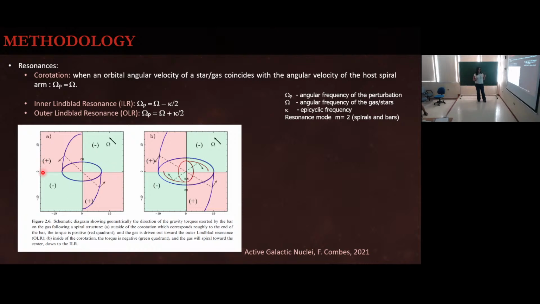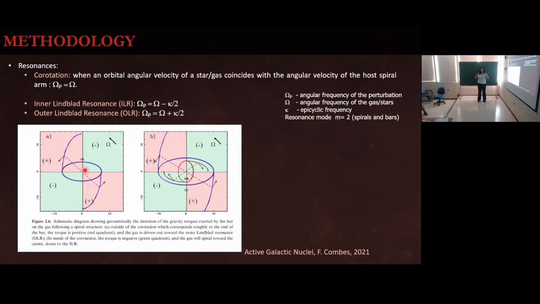We have a system with a bar, which is inside this co-rotation radius. By the way, resonances are responsible for the formation of structures in the galaxy. So inside the co-rotation, we have a bar. On the inner and outer Lindblad resonances, we will have the formation of rings. That's why we have outer rings on the galaxies that I'm going to show, and we have circumnuclear rings.